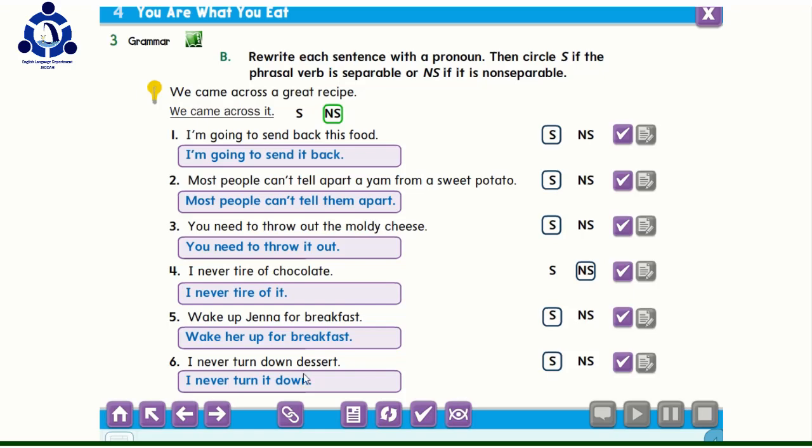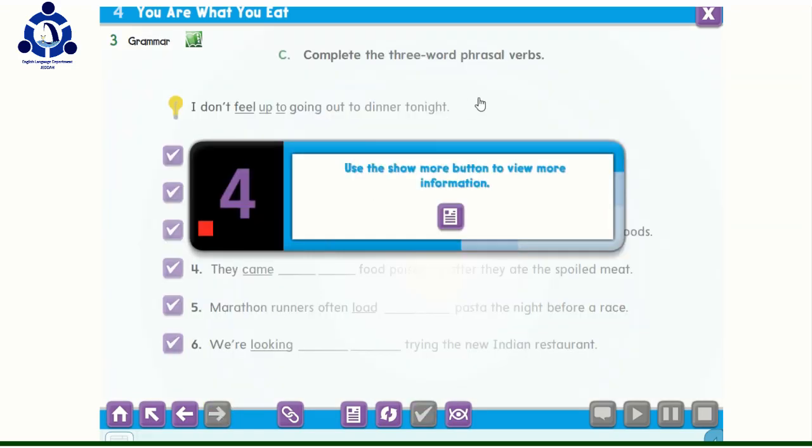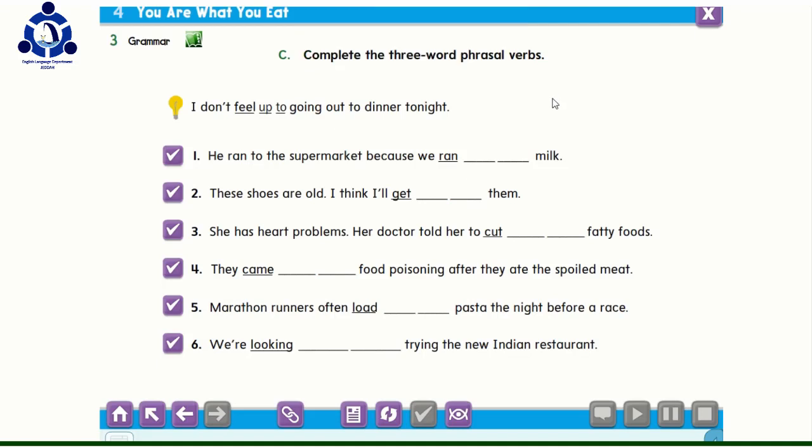Okay, students, let's get to the last exercise. The last exercise is very easy and about the three-word phrasal verbs. Like we said in the grammar rule, three-word phrasal verbs are always non-separable. We cannot separate them. So we need to memorize the examples of the three-word phrasal verbs and put them in the sentence. For example, I don't feel up to going out to dinner tonight. So I don't feel up to. He's not enthusiastic about going out to dinner tonight.